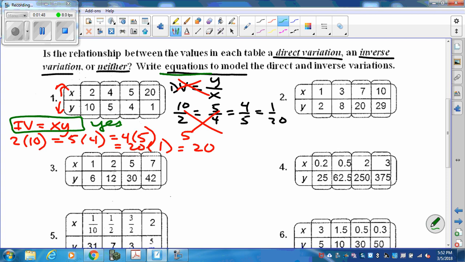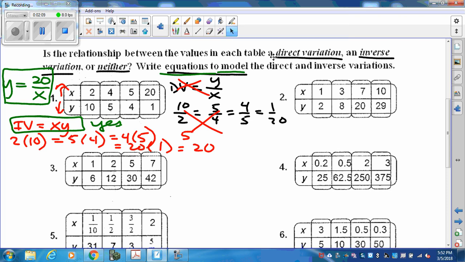The equation to model that, remember, would be y equals your constant, which would be 20 over x. That is my equation to model this inverse relationship. With an inverse, you have x in the denominator and y on top. So as x gets bigger, y gets smaller. All right, so look at number 2.